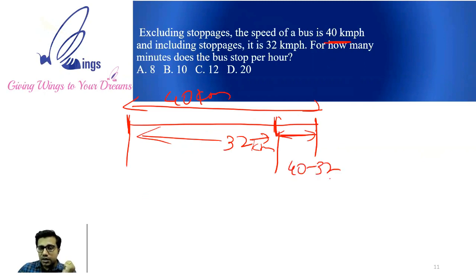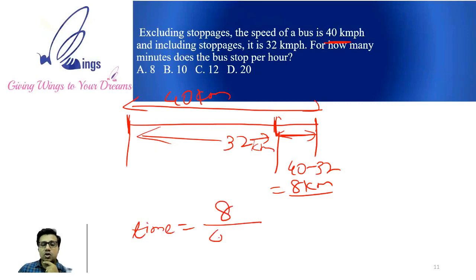40 minus 32. 8 kilometers it could not cover. Why could it not cover the remaining 8 kilometers? Because it stopped. The 8 kilometers which it could not cover, divide by its original speed. It took 1 by 5 hour, and when you convert that into minutes, it will be 12 minutes.